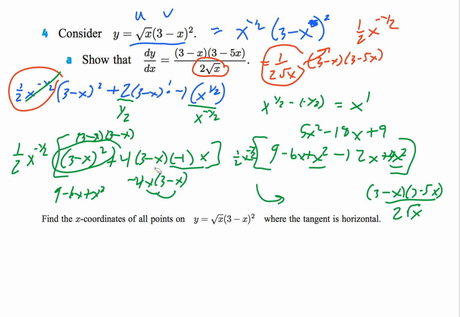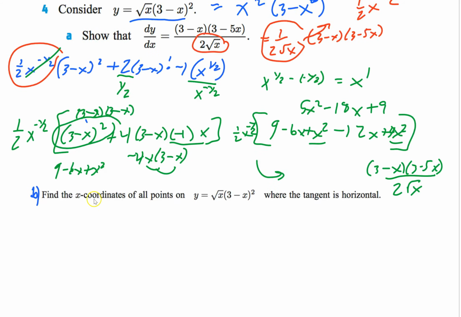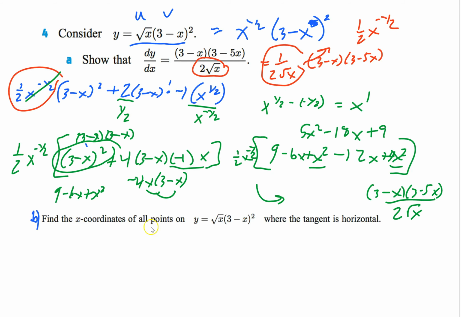Okay, let's go to our last one right here. Now I do want to say this is kind of on top of this one. So that's problem A, this is problem B. So look what it says. Find the x coordinates on the point y equals square root of x times (3 minus x) squared. Notice it's the exact same problem.